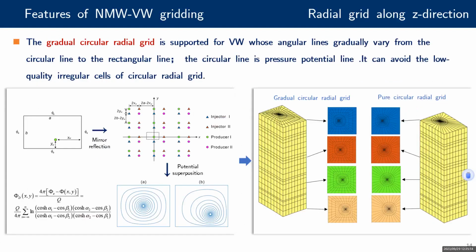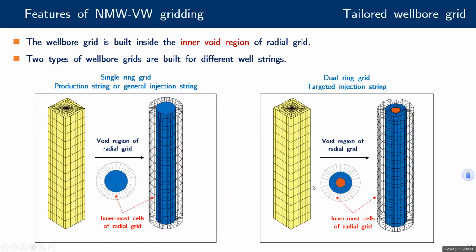And the gradual circular radial grid is supported for vertical wells, whose angular length gradually varies from the circular line to the rectangular line. The circular line is the pressure potential line. It can avoid the low quality of irregular cells of the circular radial grid. And the innermost part is the tailored wellbore grid. The wellbore grid is built inside the inner void region of the radial grid.